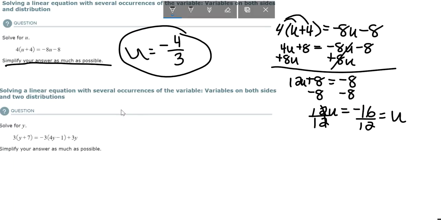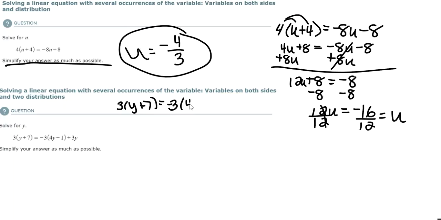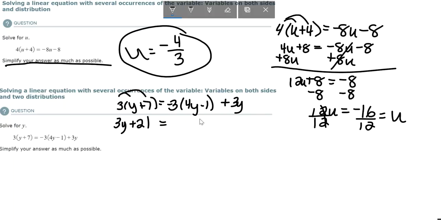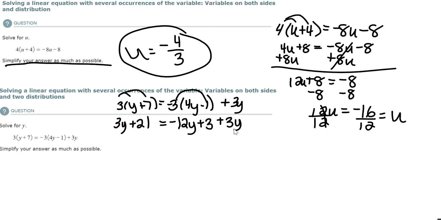On this second equation, I have brackets on both sides, so I'm going to start with distributing on both sides. 3 times the quantity y plus 7 is equal to negative 3 times the quantity 4y minus 1, and then plus 3y at the end. So when I distribute, I get 3y plus 21 on the left, and on the right I get negative 12y. Now this negative 3 times a negative 1 gives me positive 3, and then I don't want to forget that 3y at the end.